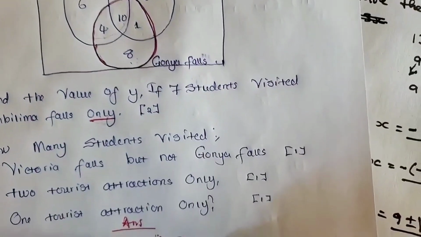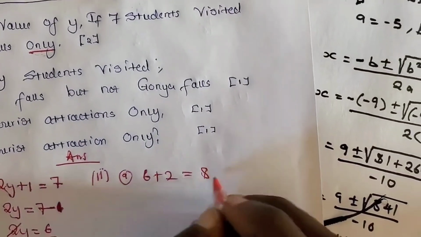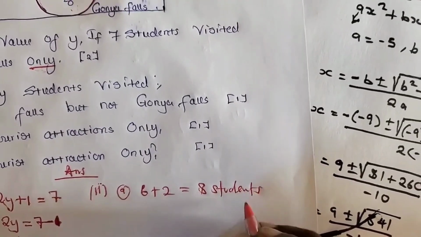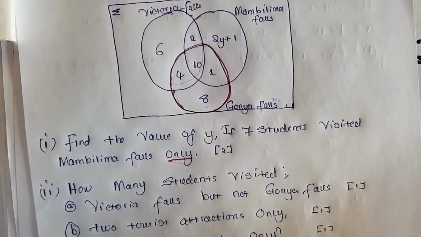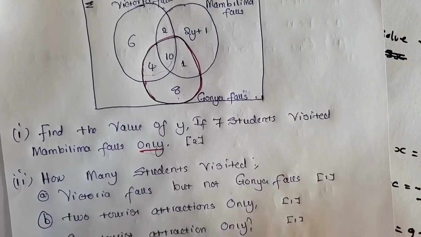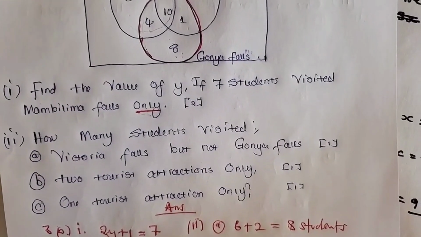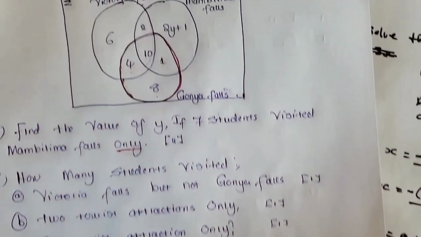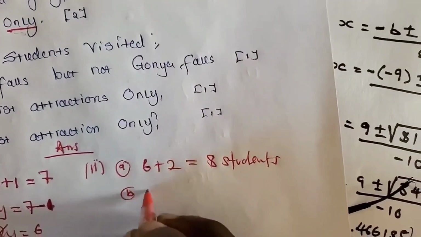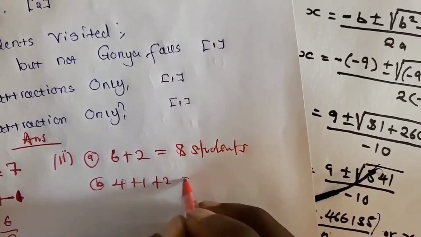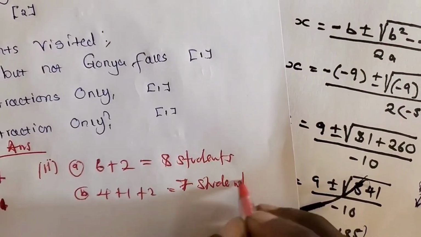6 and 2. So here we say 6 plus 2, which is 8 students. The reason we've included 2 here is that they have not said only. Next question: how many students visited 2 tourist attractions only? So there is 4, 1, and 2. We say 4 plus 1 plus 2, which gives us 7 students.